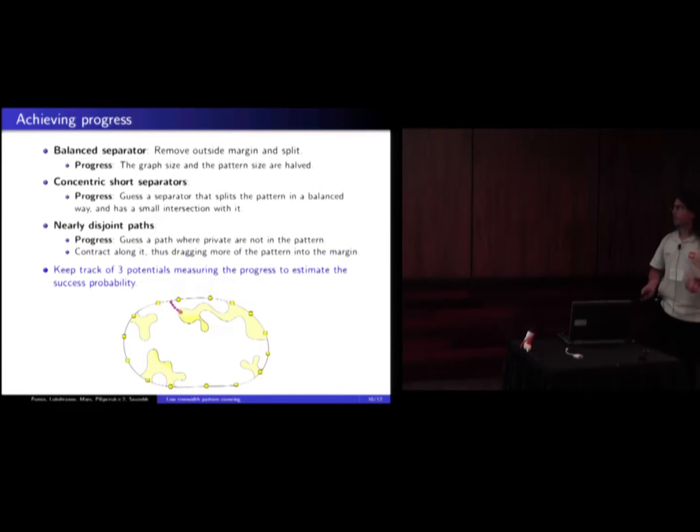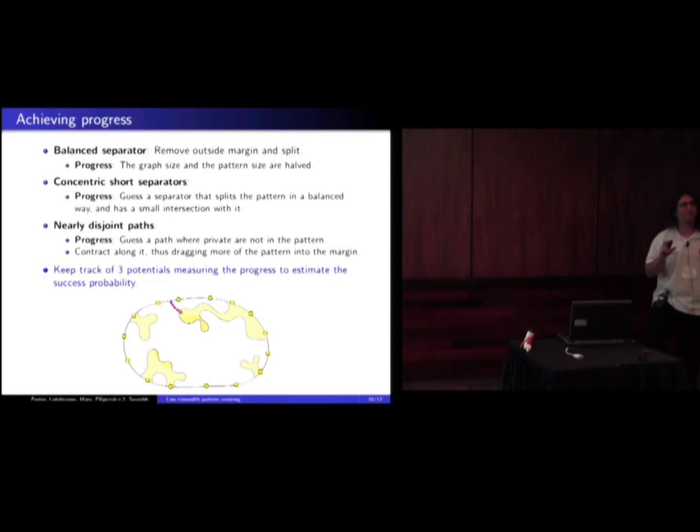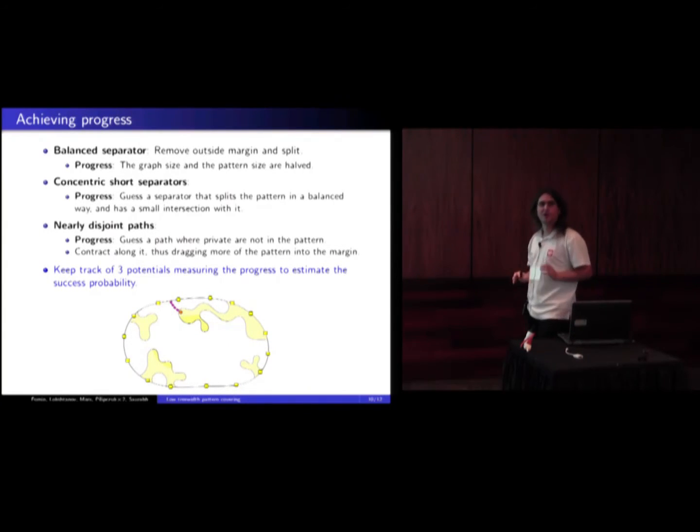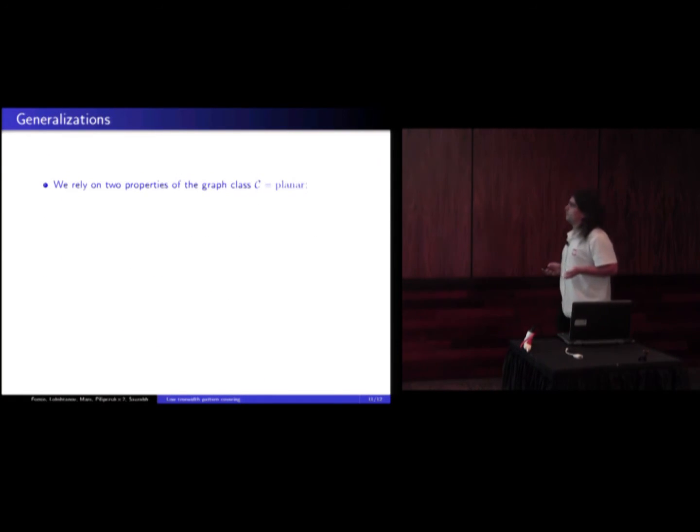Yes, so basically what you are doing, you are looking at these kinds of progress. Yes, you are expressing them as 3 potential functions. You are pushing these 3 potential functions through the recursion, trying to bound the success probability. So let me, at the end, tell a little bit more about generalizations of our results.